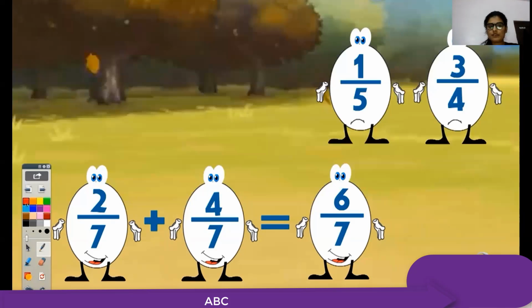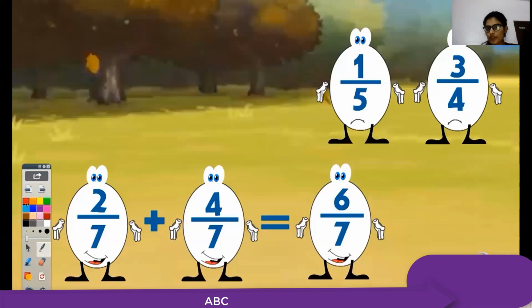In the 2 by 7 fraction we have a denominator 7, and in the 4 by 7 fraction we have a denominator 7. So whenever the denominators of two fractions are the same, the fractions are called like fractions. So 2 by 7 and 4 by 7 are called like fractions.